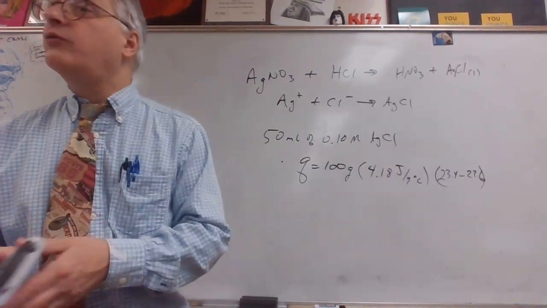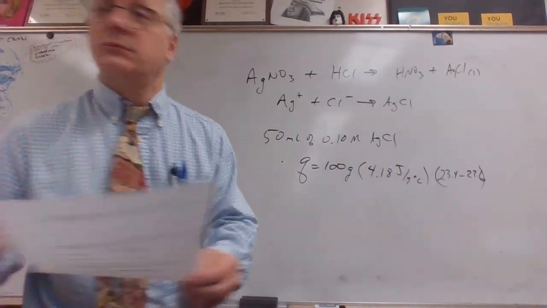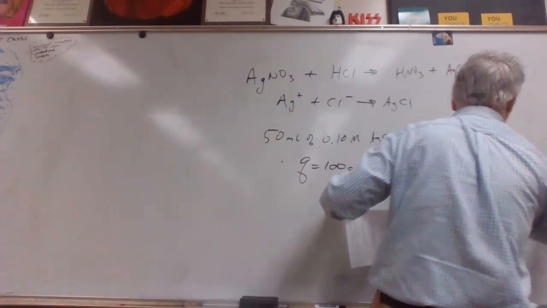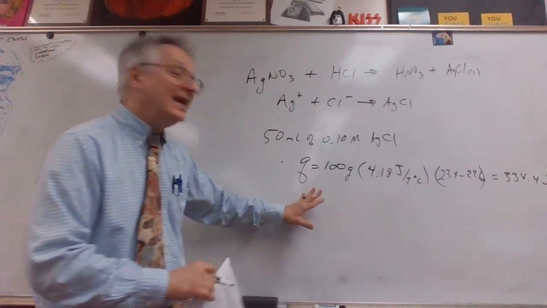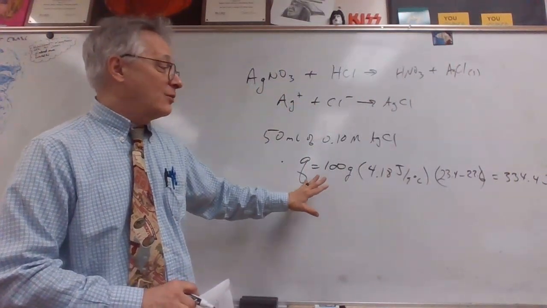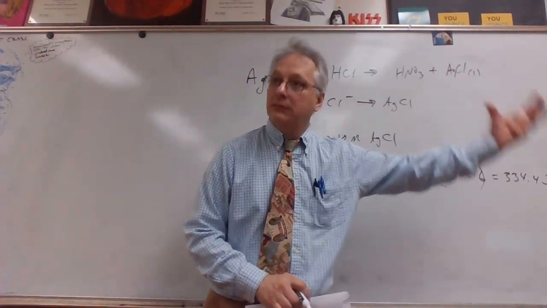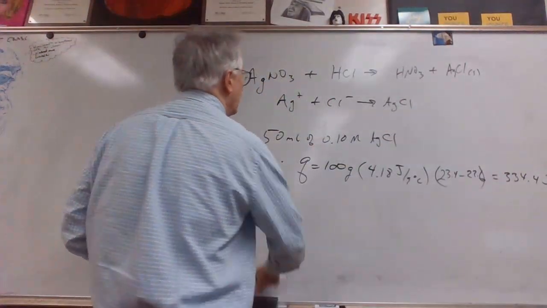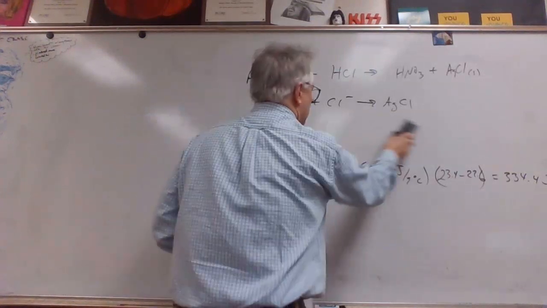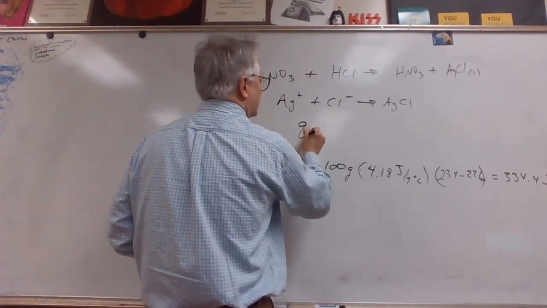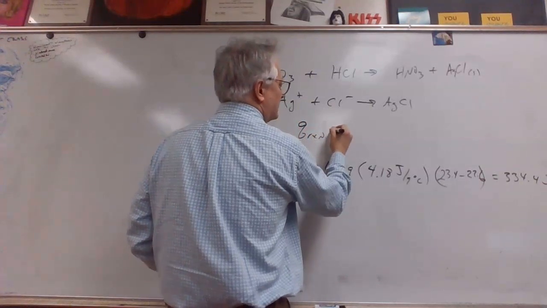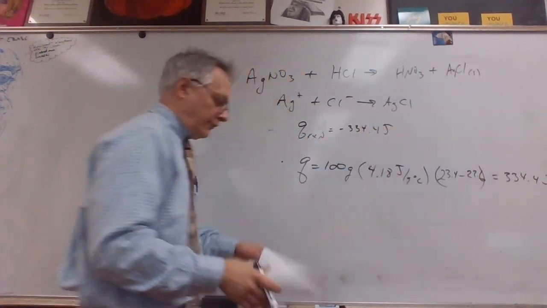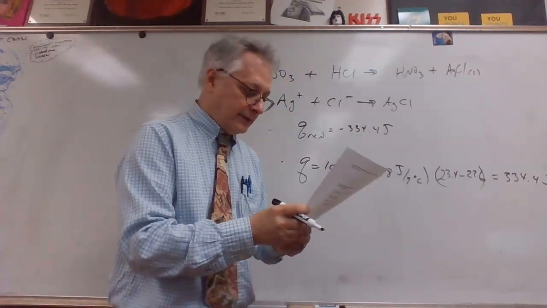And I get 334.4 joules. Okay, 334.4 joules. Now that's the heat that was absorbed by the water, the surrounding. So for the reaction, we have to change the sign. So Q for the reaction, for the system, is going to be negative 334.4 joules.